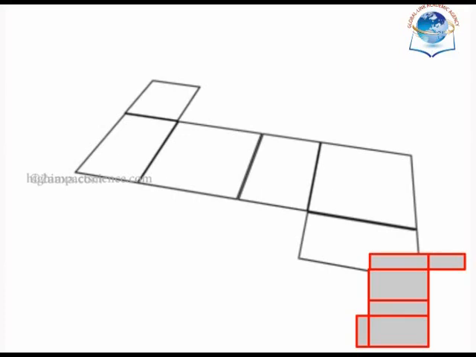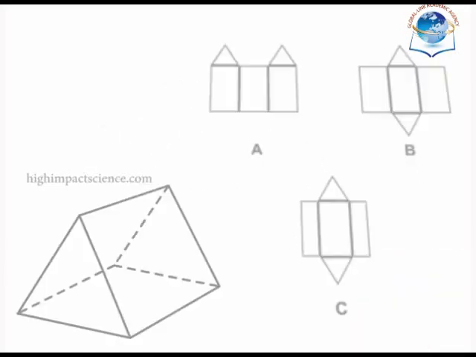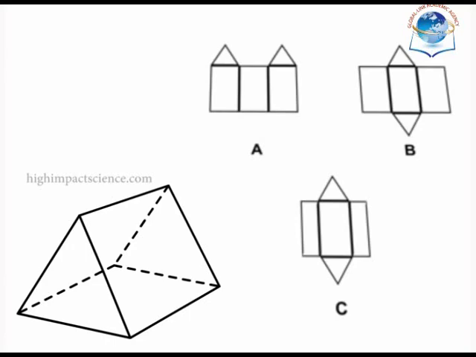The order of attachment of the sides in a net is important because in folding a net, no shape should be detached from its position. So can you identify the net of the solid? We see that only B can be folded into the solid.